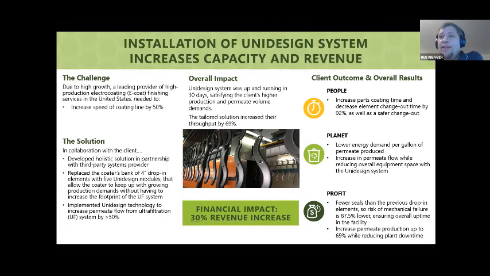And then the last aspect of this was, with the unit design, there are much fewer seals, so there are much fewer chances for leaking. And if there is a leak, it saves on troubleshooting time. But really, we were able to increase permeate production by 69%, which met their goal of 50%. So, the bottom line is they were able to meet their 30% revenue increase with the help of our solutions.